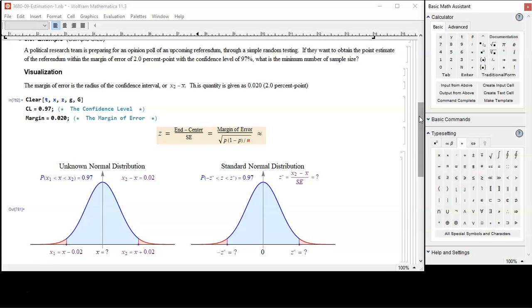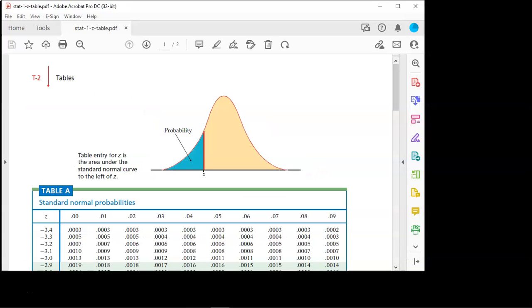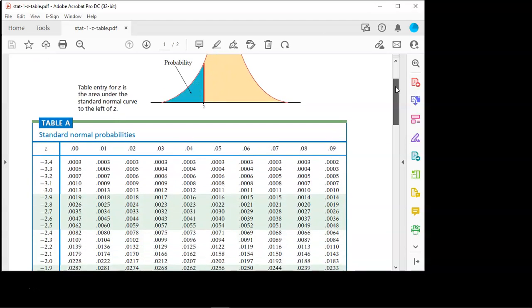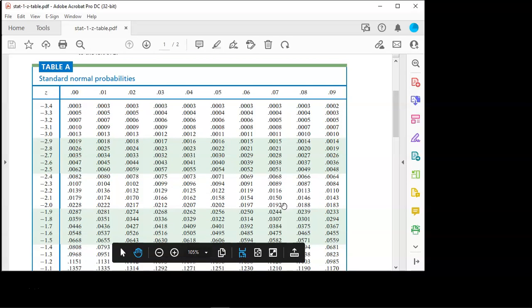Oh, by the way, what is the margin of error in this case? That's 2 percentage point, wasn't it? And what's the z-score here? Where's my z-table? Okay, and I need 1.5%. So 1.5% right here.